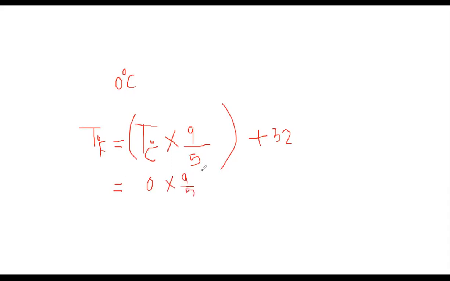9/5 plus 32. If you multiply anything with 0, the answer is what? 0. 0 plus 32. So what is the result? 32 Fahrenheit. Yes. So 0 degrees Celsius, at which water freezes, is equal to 32 degrees Fahrenheit.